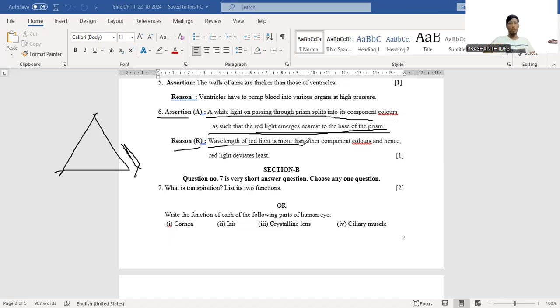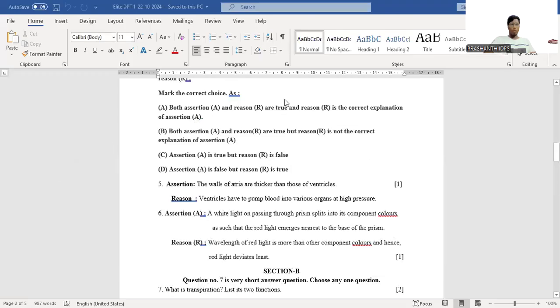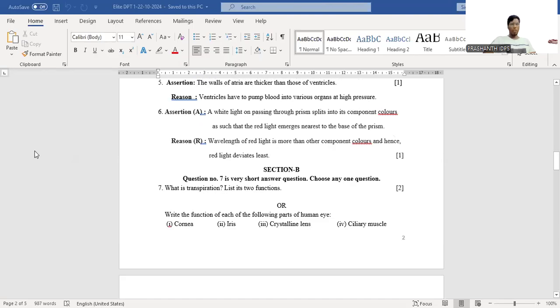This is also an important question. Why do we prefer red light as a signal? To stop, because the wavelength of red light is more than the other component colors, and hence red light deviates least. So both are correct. Assertion is correct and reason is correct, and the reason gives the correct explanation of the assertion. So the answer will be option A. Both assertion and reason are true, and reason is the correct explanation of assertion. So option A is the answer for the sixth question.